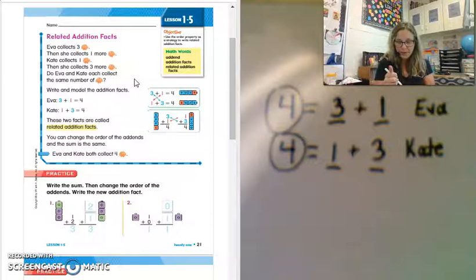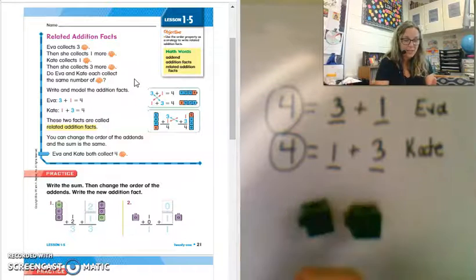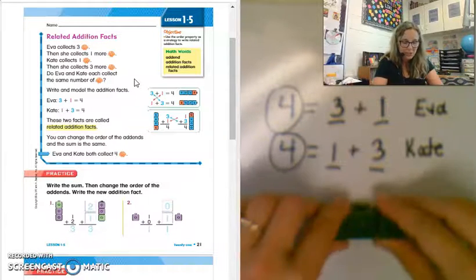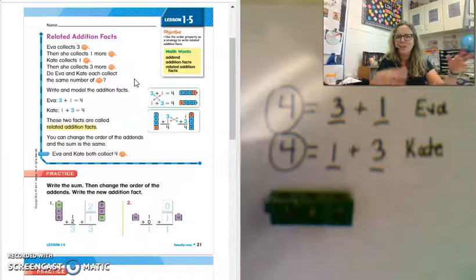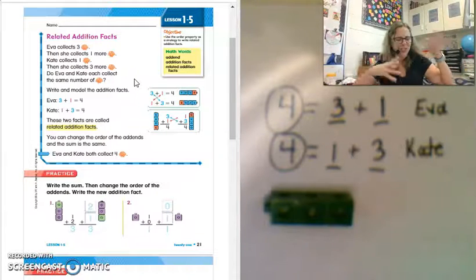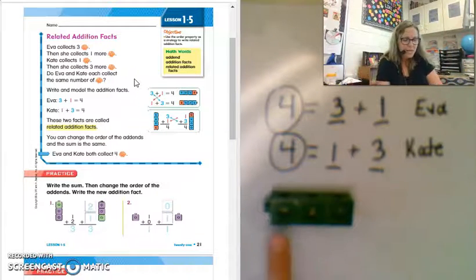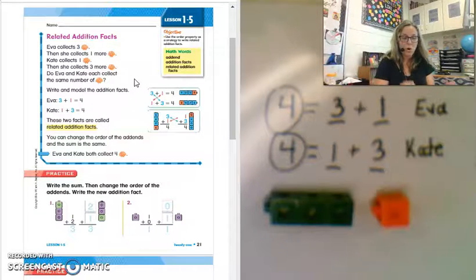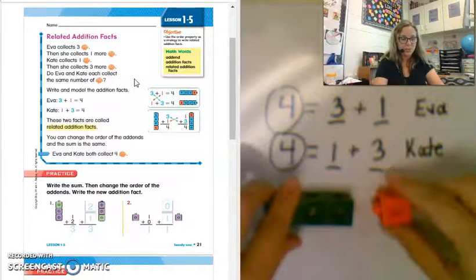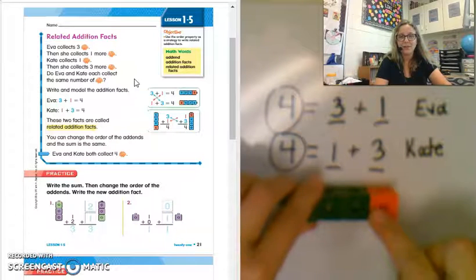Now to model that with your cubes, if we were to say Eva found 3, take one of your colors, it doesn't matter which. I'll start with my green. You might have green and orange like me, you might have blue and yellow, some kids had red and purple, it just depends on the bag that you got. So I have 3 green and 1 orange, and that is what Eva found.